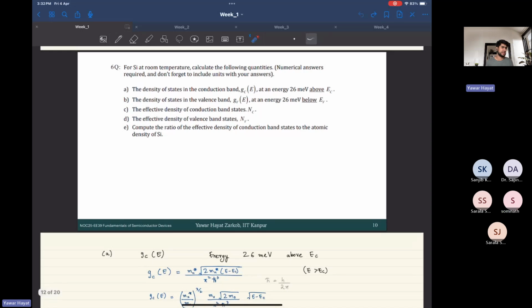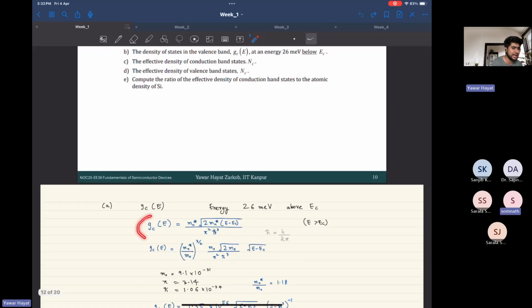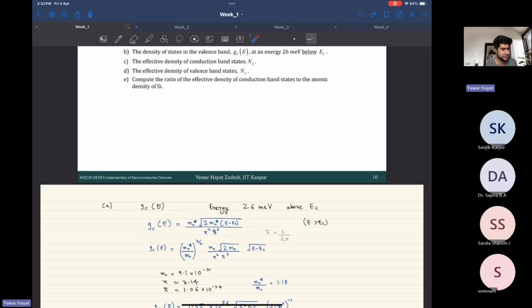In question number 6, for silicon at room temperature, we had to calculate the following quantities. The density of states in the conduction band, GC of E, at energy 26 millielectron volt above the EC. So this was the expression that I used. Probably you might have seen a different expression of GC of E, but they are both equivalent. If you use suitable substitutions, you'll get to this expression.